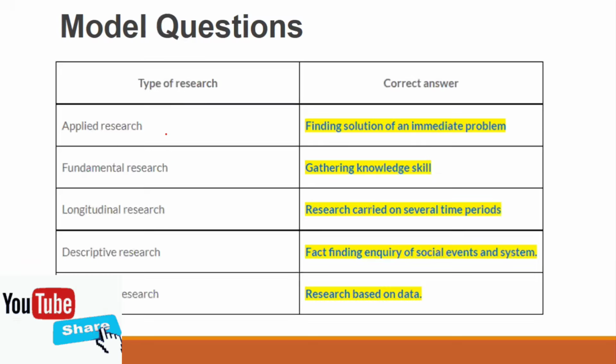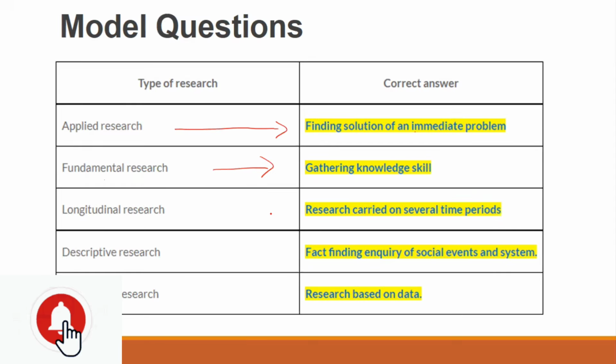Next, these are some researches and their purpose. Applied research means it is used for finding solution of an immediate problem. Then fundamental research means it is used for gathering knowledge, skill. Then longitudinal research, the purpose is it is used as a research carried on several time periods. Then descriptive research, it is a fact-finding inquiry of social events and system. Then qualitative research means it's a research based on data.